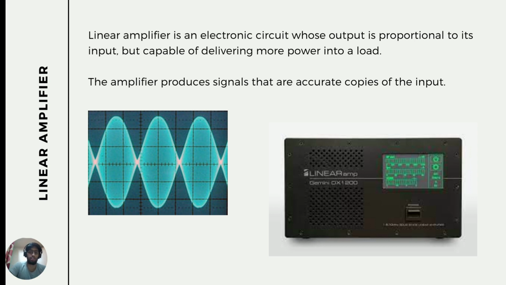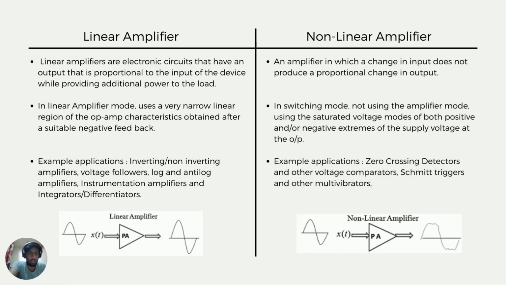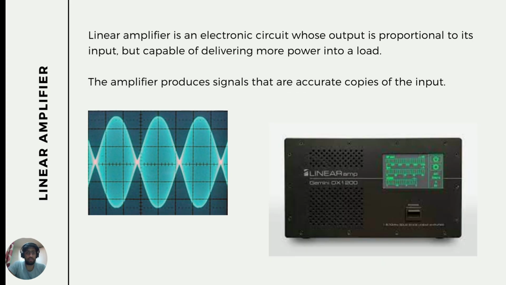It obeys all laws, and its graph is always a straight line and does not have a curve. It produces a signal that is an accurate copy of the input. You can see in this picture that the linear amplifier's output is equal to the input, but there's an increase in the amplitude. So a linear amplifier is a circuit that delivers more load, but its output is proportional to the input.